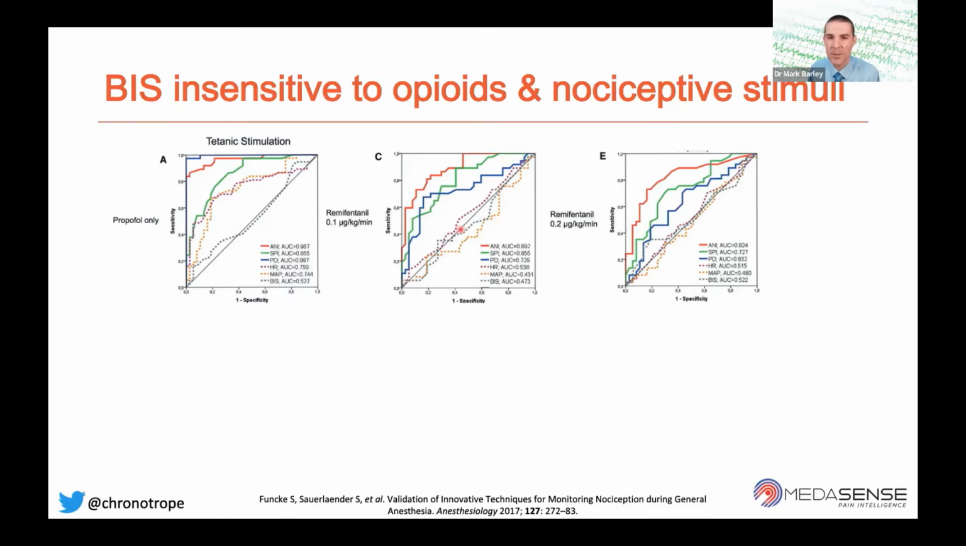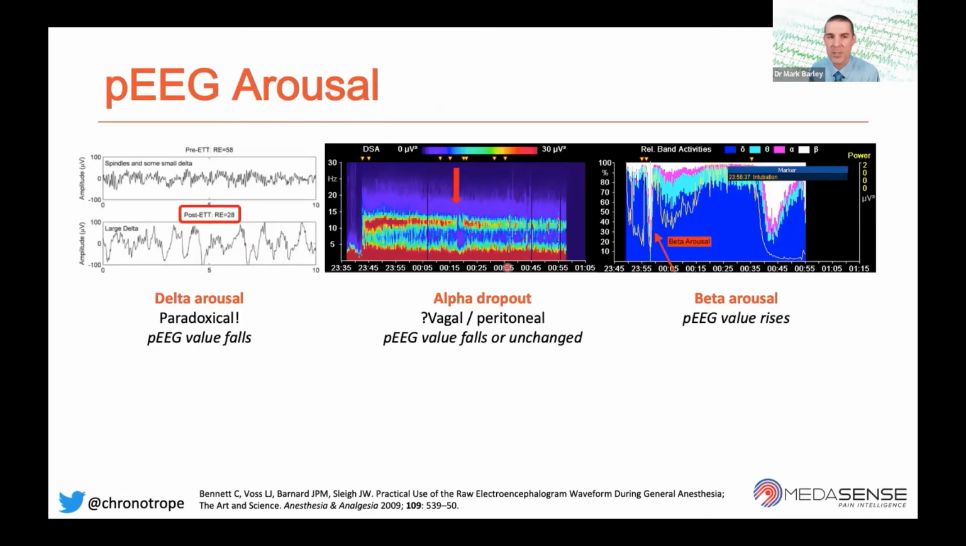If we look with a little more detail at the processed EEG, there are broadly speaking three forms of EEG arousal. The paradoxical delta arousal, which after a stimulus causes a slowing of the EEG. The EEG value on your monitor may well fall with this, although a noxious stimulus has been applied. Alpha dropout, where we lose power in the alpha band transiently, typically associated with intra-abdominal stimulus, vagal stretch for instance, with a pneumoperitoneum being formed. And beta arousal, which occurs following a stimulus where we start to see a higher frequency of oscillations. This would be associated with an increase in your EEG value.